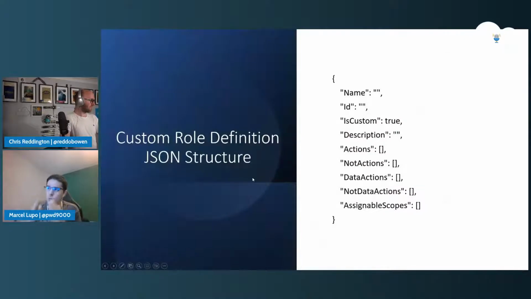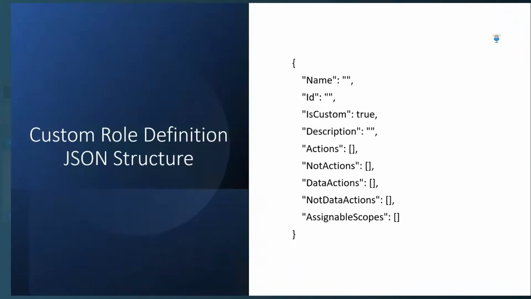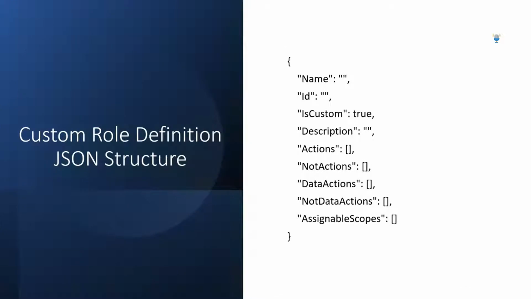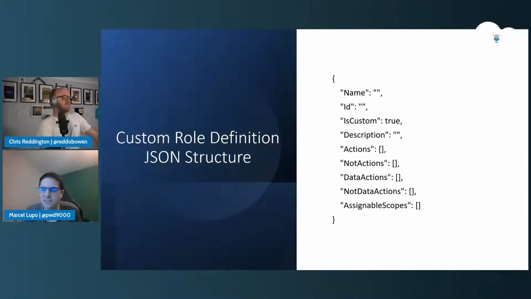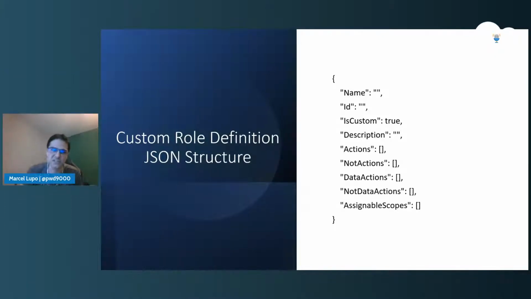Now, when we look at a role, it is basically just a custom JSON structure that gives you a name, ID, whether it's custom or not, a description, some actions or not actions, data actions, not data actions, and assignable scopes. We'll go a little bit more into this in a bit. I just wanted to show you what the structure looks like, and it's just a JSON object.